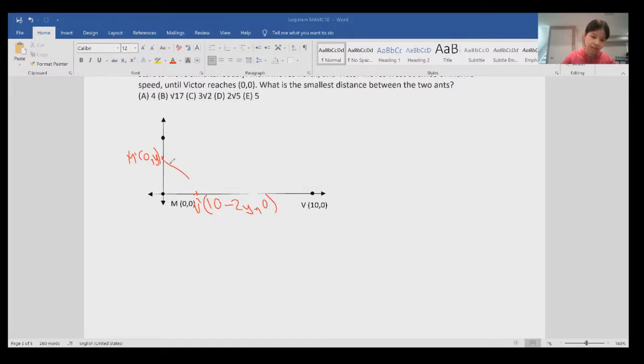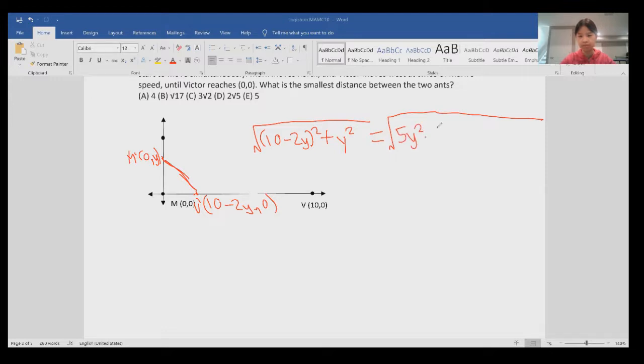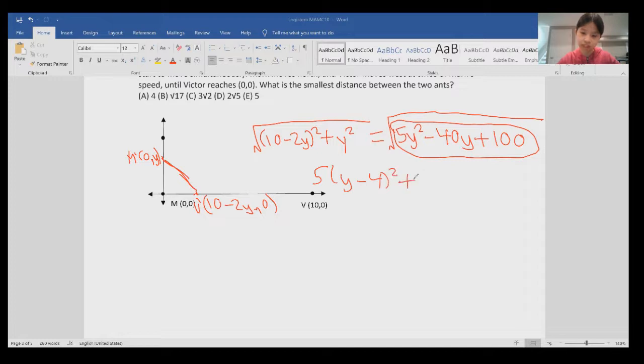And now the distance between Mark and Victor is the square root of (10 minus 2y) squared plus y squared, which is equal to 5y squared minus 40y plus 100. In order to minimize this distance, we'll minimize the quadratic inside. To do so, we could complete the square, such that the quadratic becomes 5 times (y minus 4) squared plus 20.